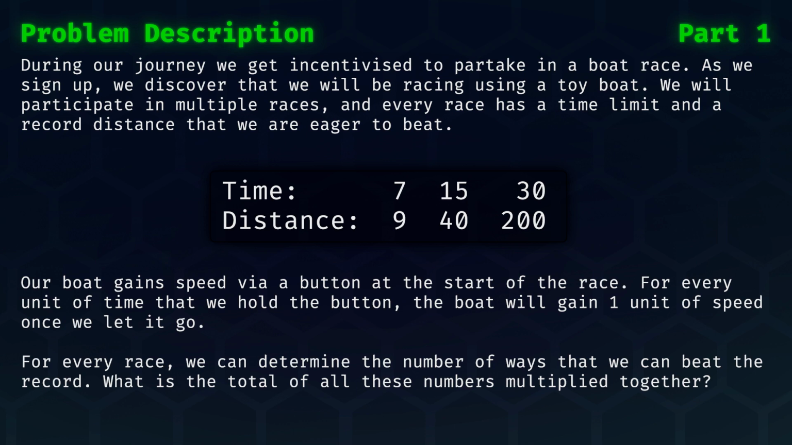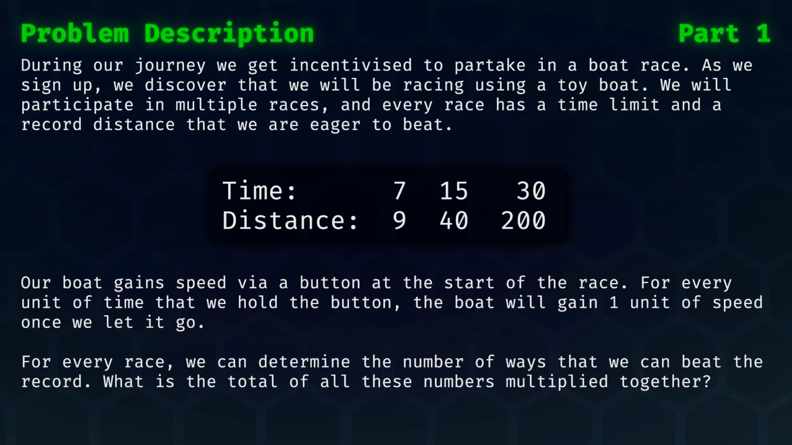First, we get a row with the time limits, then a second row with matching distances. The race itself has the following rule. Our boat gains speed via a button at the start of the race. For every unit of time that we hold the button, the boat will gain 1 unit of speed once we let it go. Of course, the longer we hold the button, the less time the boat has to make use of the speed it has.